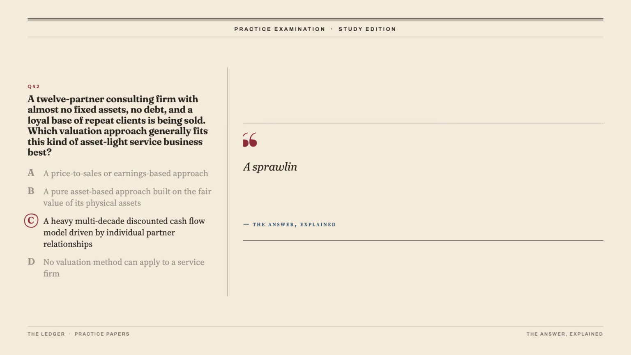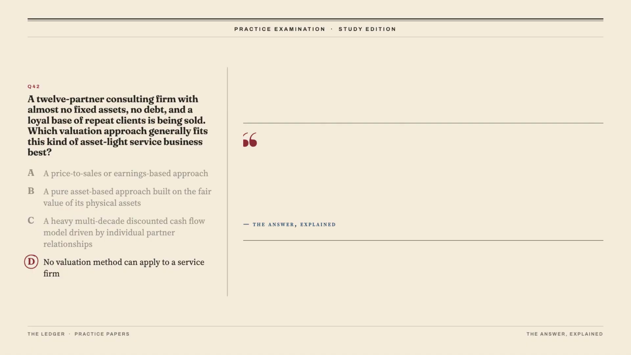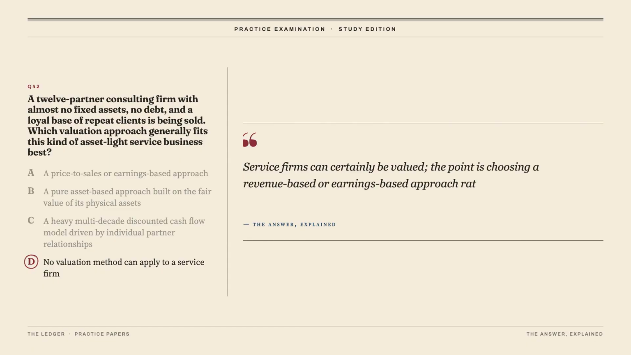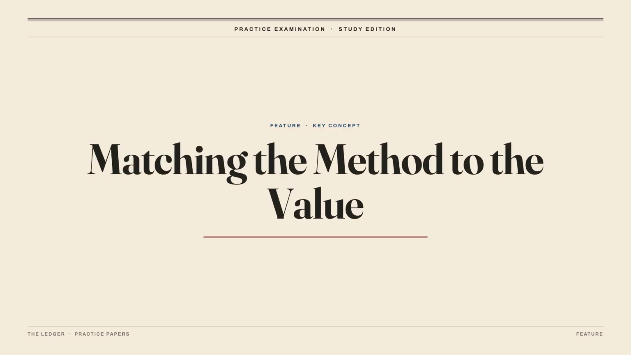C is wrong because a sprawling, multi-decade discounted cash flow model resting on a handful of individual partner relationships is fragile and ill-suited to this kind of business. D is wrong because service firms can certainly be valued. The point is choosing a revenue-based or earnings-based approach rather than an asset-based one. Picking the wrong valuation method doesn't just give you an imprecise answer, it gives you a meaningless one.